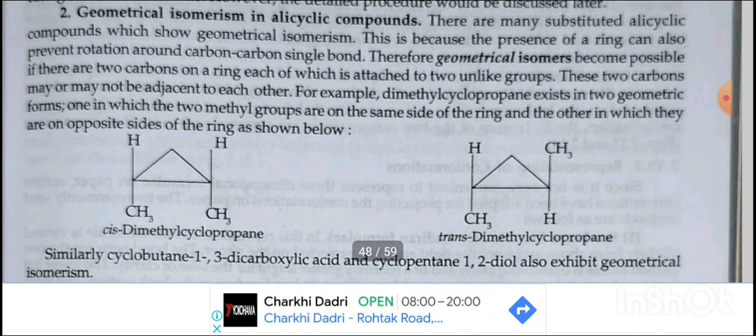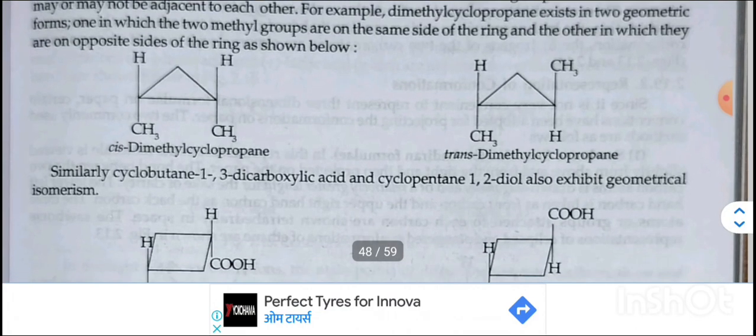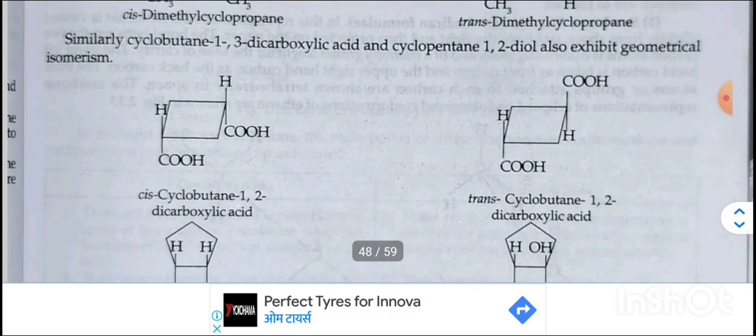For example, dimethyl cyclopropane exists in two geometrical forms, one in which the methyl groups are on the same side of the ring, cis dimethyl cyclopropane, and the other in which they are on opposite sides of the ring, trans dimethyl cyclopropane. Similarly, cyclobutane 1,3-dicarboxylic acid and cyclopentane 1,2-diol also exhibit geometrical isomerism.